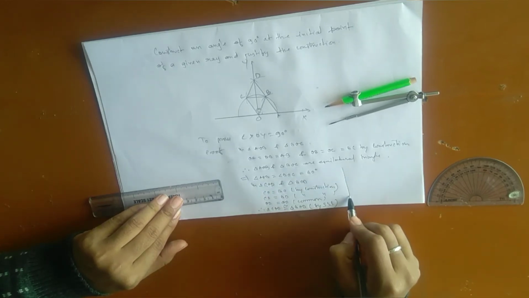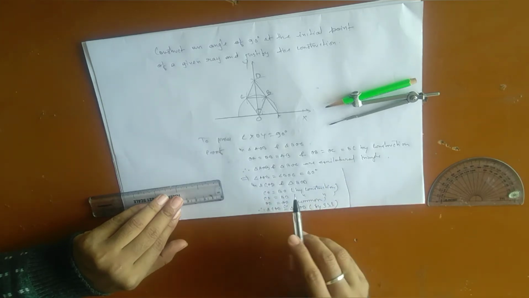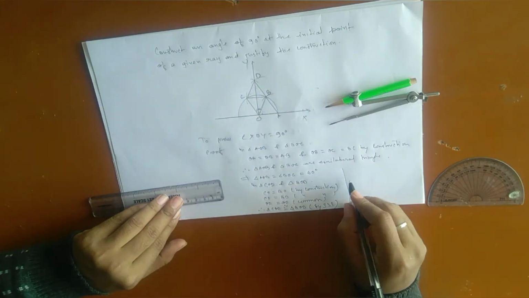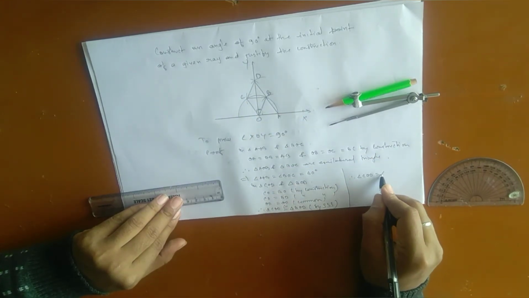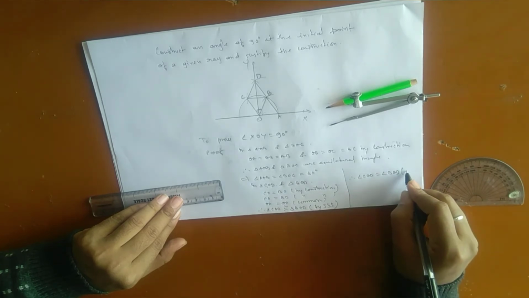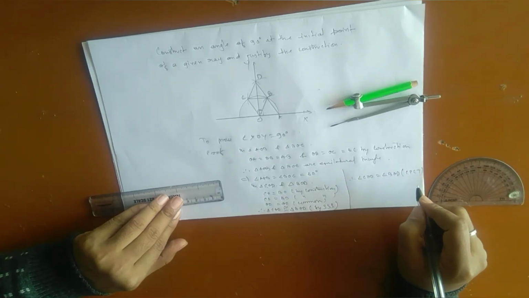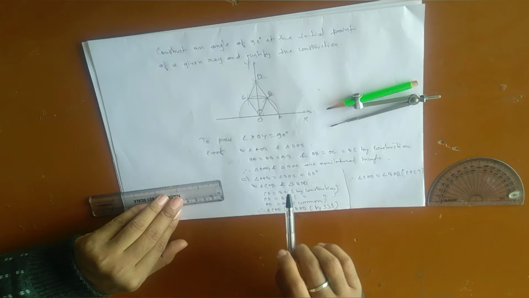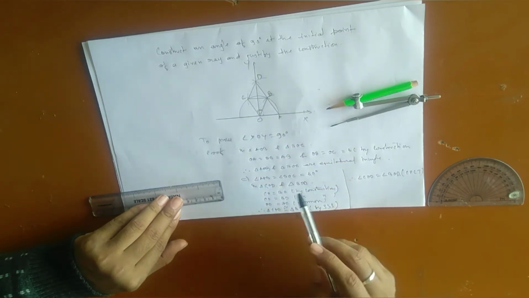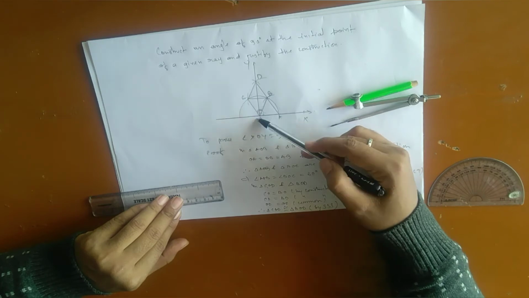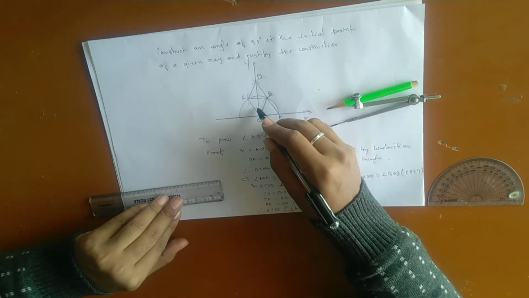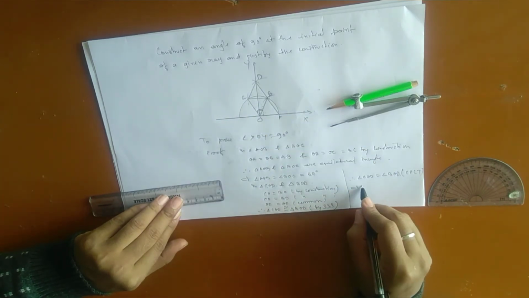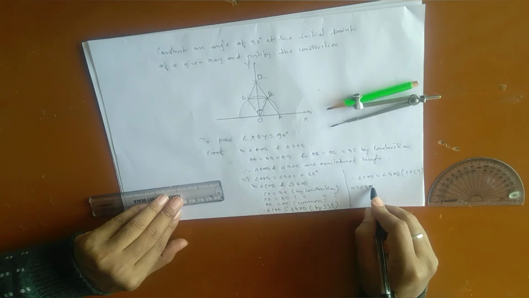If these two triangles are congruent, then their corresponding parts must be equal. That means angle COD equals angle BOD by CPCT, corresponding parts of congruent triangles. Now we have already seen that angle BOC is 60 degrees, and that BOD and COD are equal to each other, so each is half of 60 degrees.